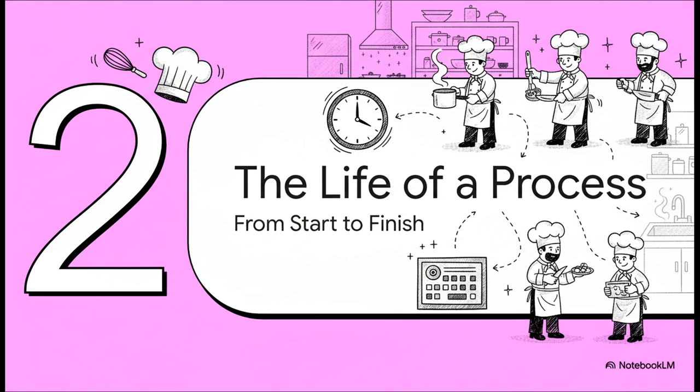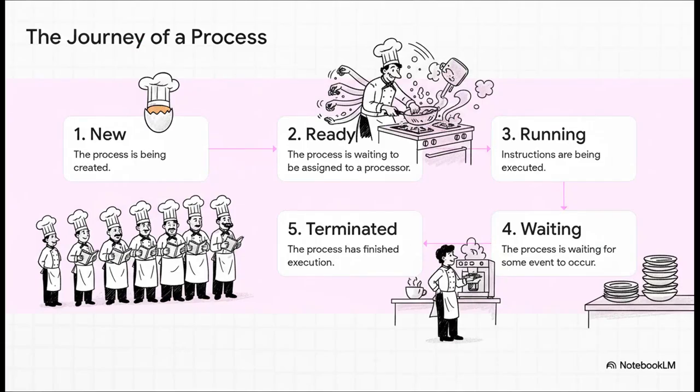Right, so just like a dish being made in our kitchen, every single process goes through a really clear life cycle. It doesn't just pop into existence and start working. No, it follows a very specific path from the moment it's created to the moment it's finished. So let's trace its journey. First, a process is new. That's the order coming into the kitchen.